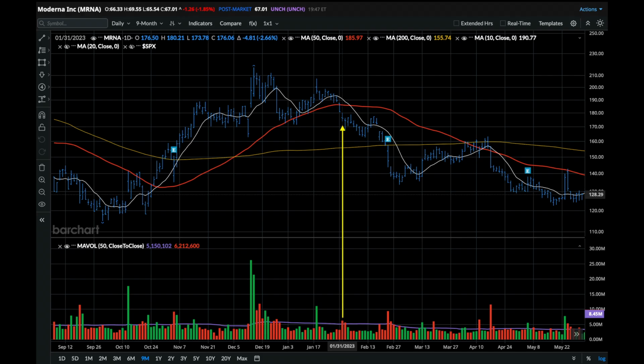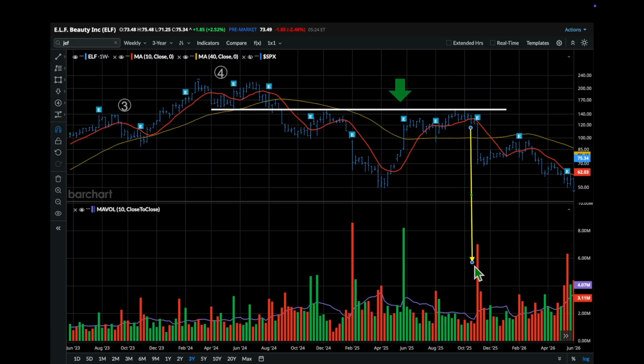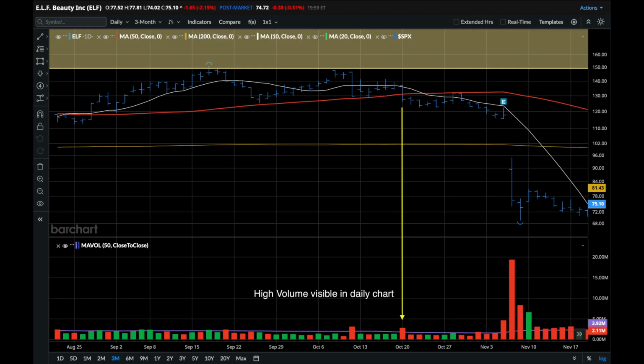Here's a crucial tip. Sometimes on a weekly chart, the high volume of that breakdown can get smoothed out or obscured. That is why zooming into the daily chart is non-negotiable. On the daily time frame, that sudden influx of institutional selling will stand out like a sore thumb, validating your entry trigger with a high volume violation of the 50-day moving average.